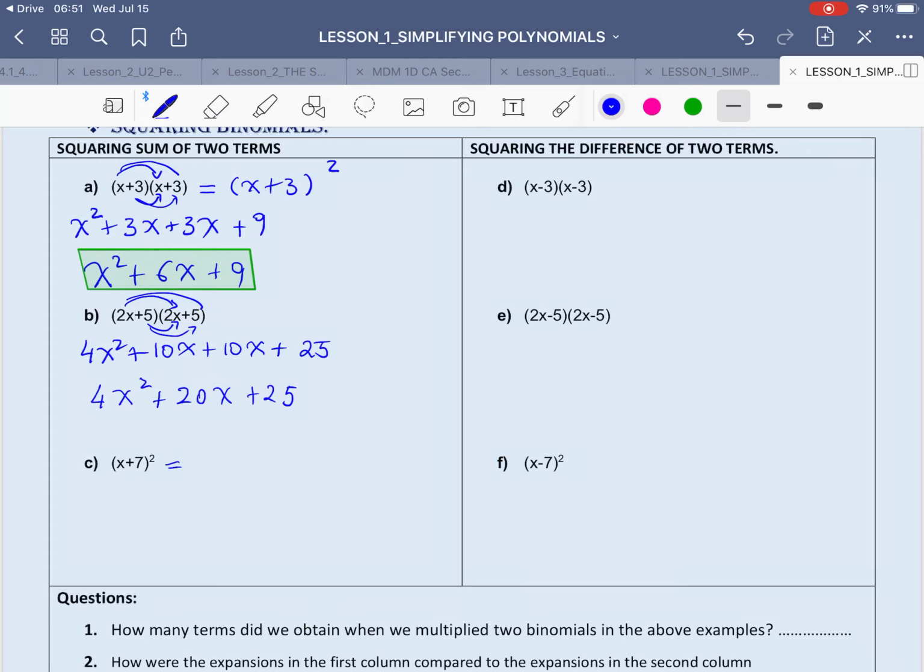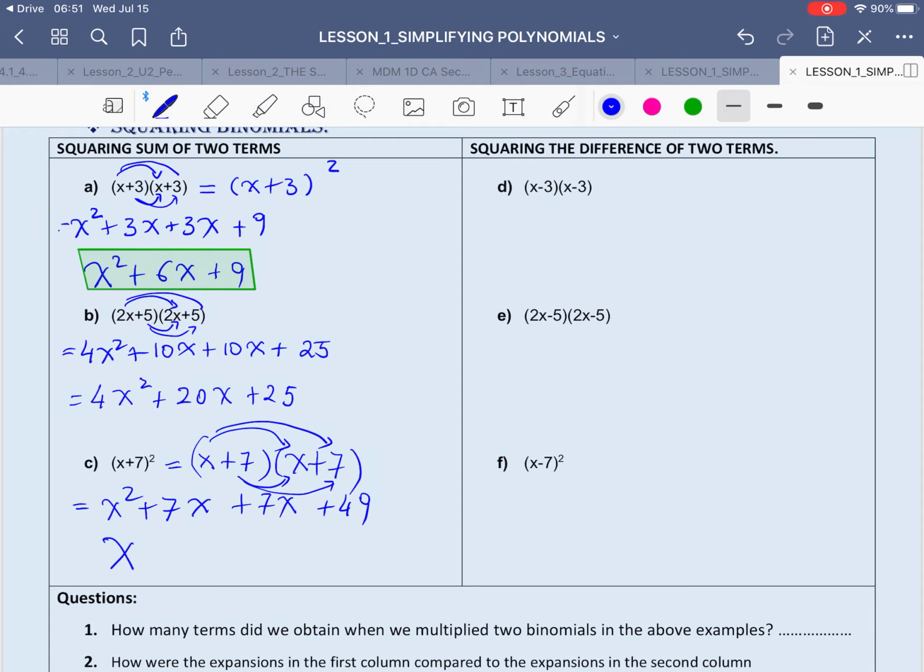x plus 7 squared, so that's x plus 7 times x plus 7. So we have again x times x, x squared, x times 7, 7x, 7 times x, another 7x, 7 times 7, 49. So the answer is, just trying to make this better and fix my mistakes, x squared plus 14x plus 49.